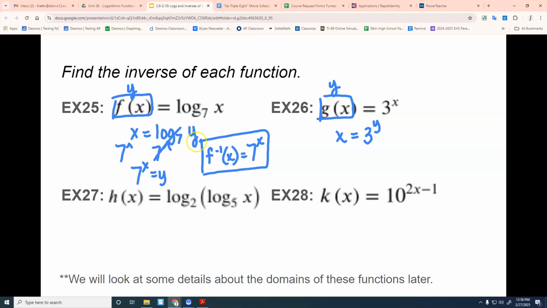So to get rid of a base, we'll do log base 3 of both sides. And so we'll have log base 3 of x equals y. That will usually be rewritten with, actually I should use a g right there, not a f. G inverse of x is going to equal log base 3 of x.